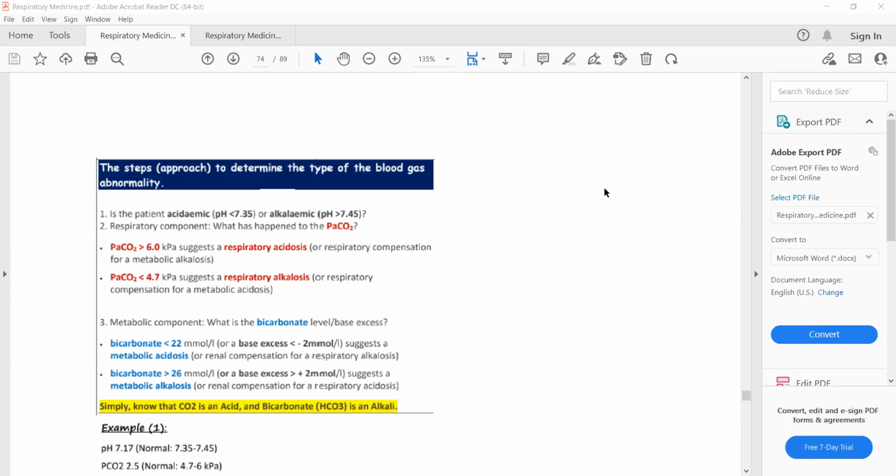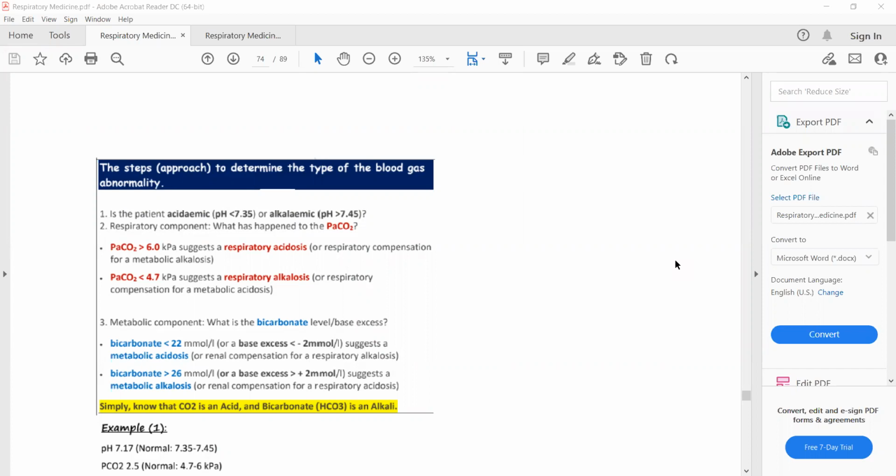Our first topic for today is how to determine the type of blood gas abnormality, or how to interpret arterial blood gases. So remember that a three-step approach should be used to determine the acid-base abnormality on arterial blood gas analysis.